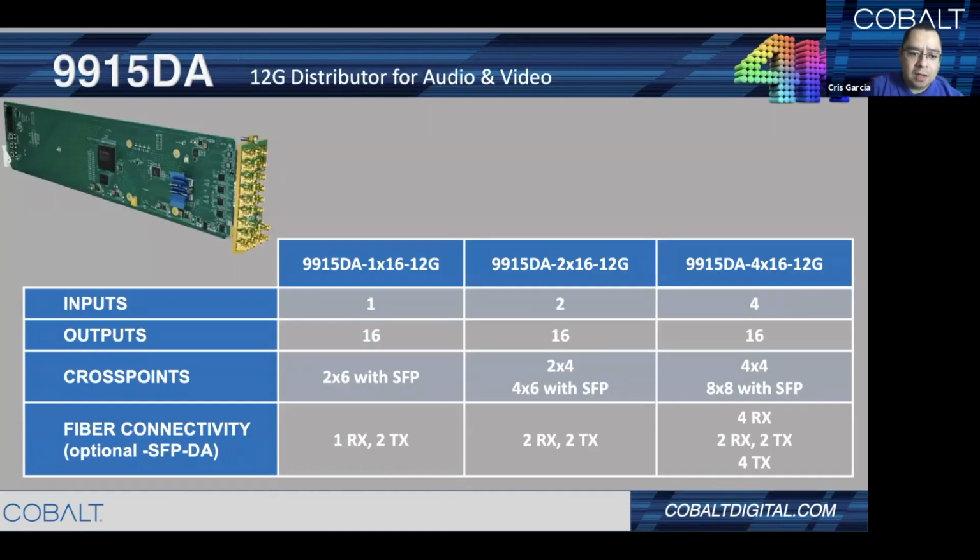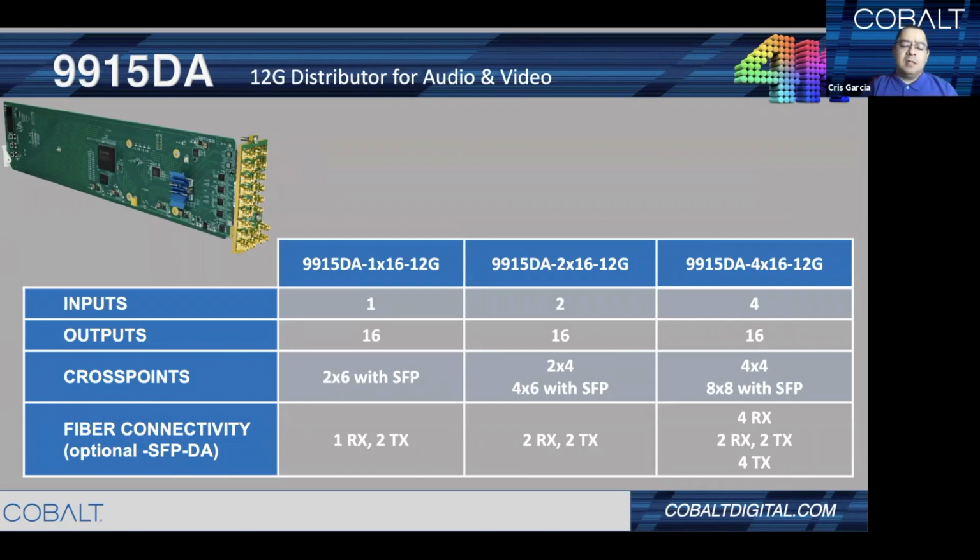Another great product that we wanted to discuss before we get into the 9905 is this 9915 DA. This is a very unique product because it not only works as a distribution amplifier, but it also behaves like a mini sort of router. We offer this in 3 flavors. One is a 1x16, 2x16, and a 4x16.